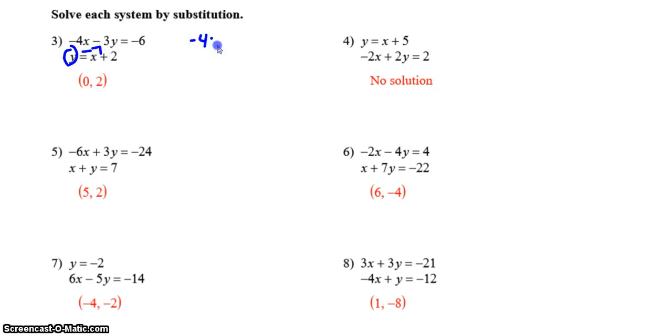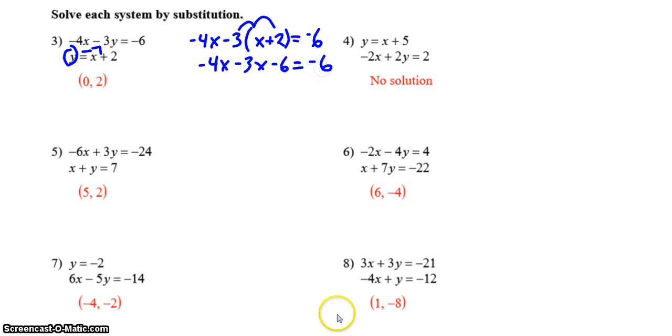This becomes negative 4x minus 3 parentheses x plus 2, because I'm taking out the y and putting in the x plus 2 equals negative 6. You distribute the negative 3, so this becomes negative 4x minus 3x minus 6 equals negative 6. You put your like terms together, so this becomes negative 7x minus 6 equals negative 6.